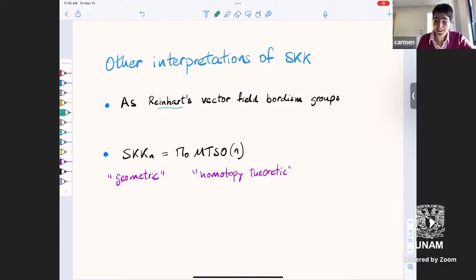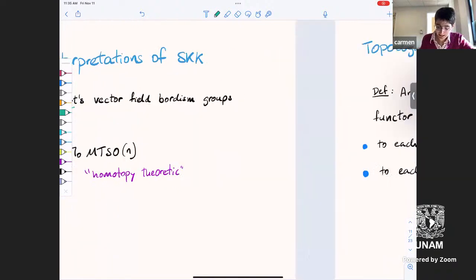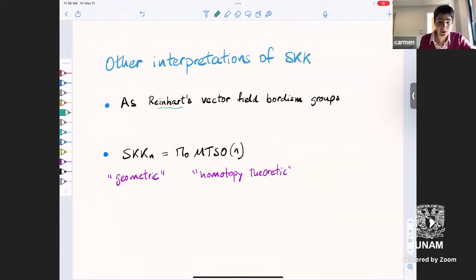Fast forward quite a long time in history, the SKK groups also have a homotopy theoretic interpretation, as pi naught of the MTSO spectrum. Okay, we have this homotopy theoretic interpretation of something which we've interpreted as very geometric. Pi naught of MTSO, you need homotopy theory to understand that. And this is already leading us a little bit towards the actual title of the talk. So we are going to relate the invertible TQFTs with these SKK invariants.